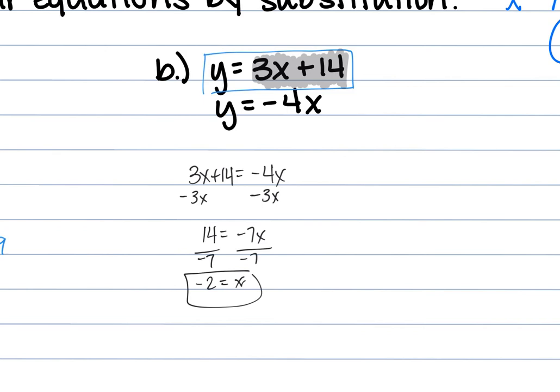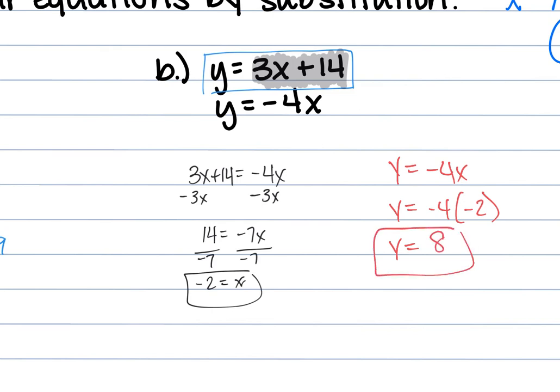And I would say the bottom one's easier, right? Y equals -4x. So let's just pick the bottom one. So we're going to write y equals -4x. And instead of x, I replace it with -2. So y equals -4 times -2, which is -8. Oh, not -8. +8. So who wants to take a shot at the final answer? -2, 8. Very good.